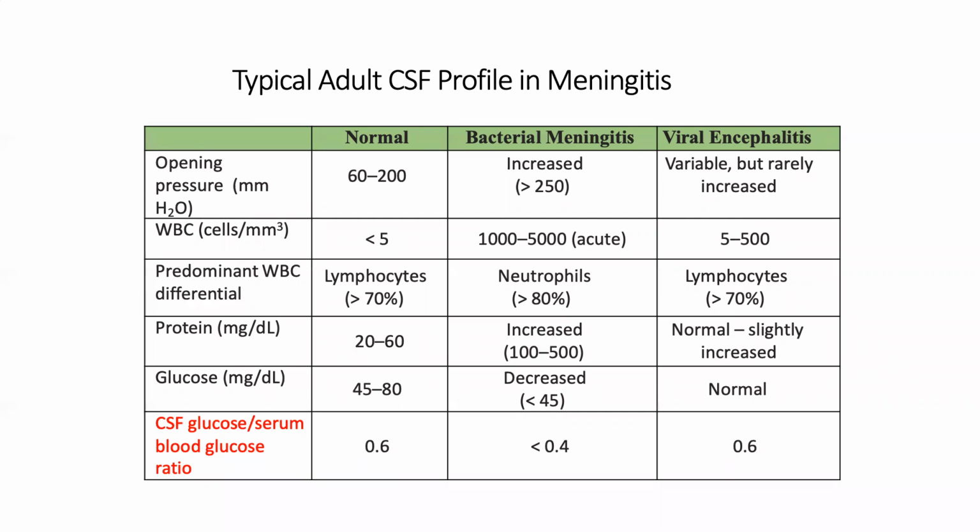Of course, with viral meningitis, we will not see that lower ratio. We will see a normal glucose. We'll see a normal to slightly increased protein, and so on and so forth. So it's a clear difference there. We see the neutrophils. When we see that decline in that ratio, we know that we are leaning more into that bacterial meningitis space.